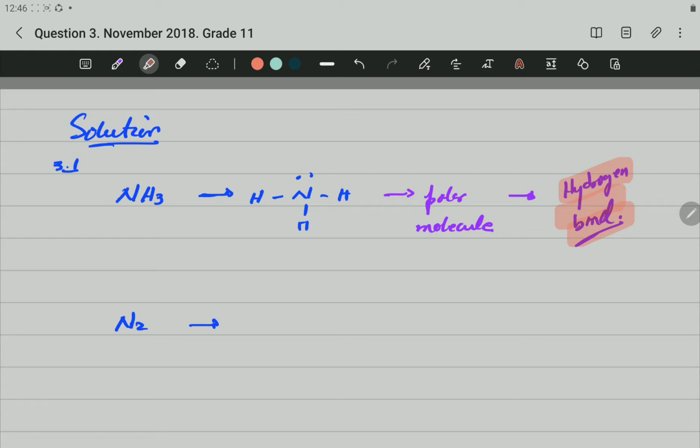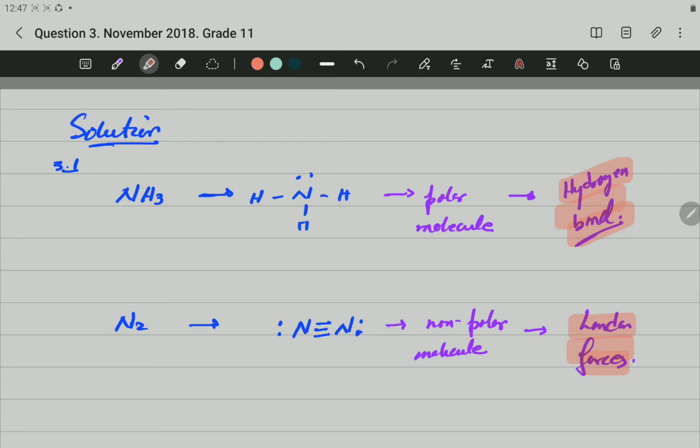Now we go to nitrogen. If you do the Lewis dot diagram, I'm not going to show you how it is done right now, but nitrogen can form a triple bond. You can see here it is non-polar, and the type of intermolecular forces will be London forces. So that is the first step.